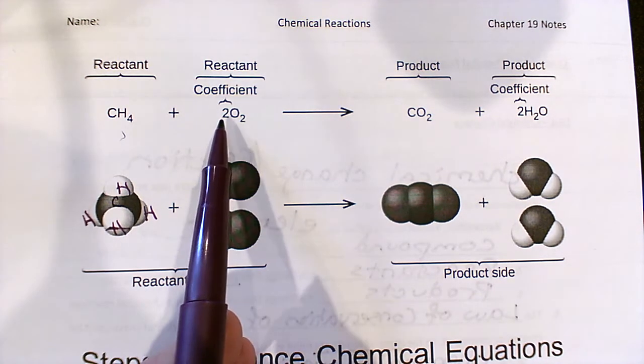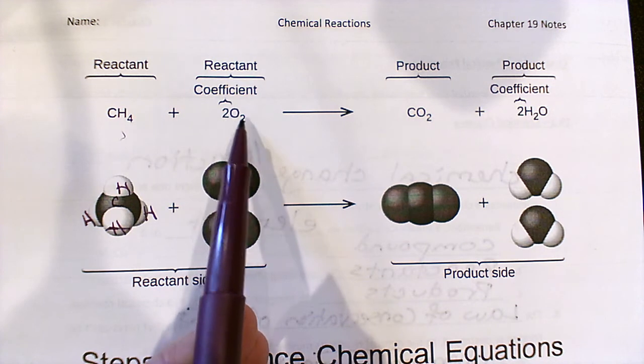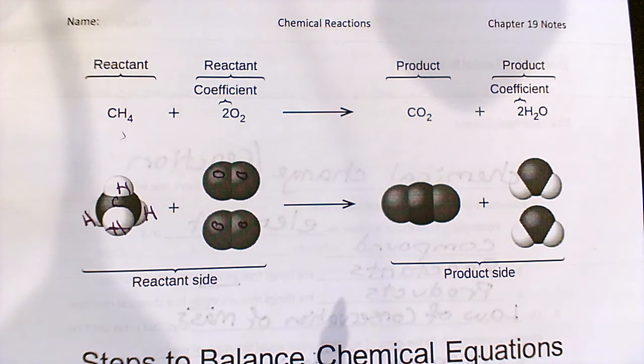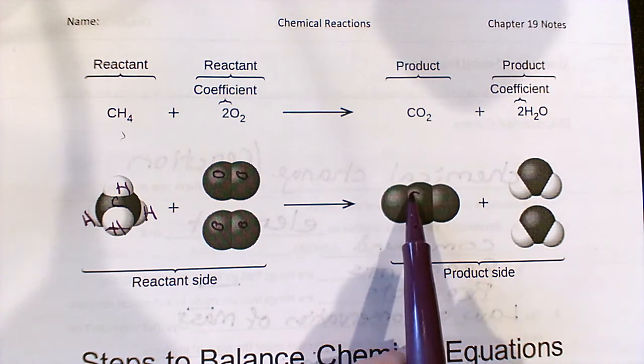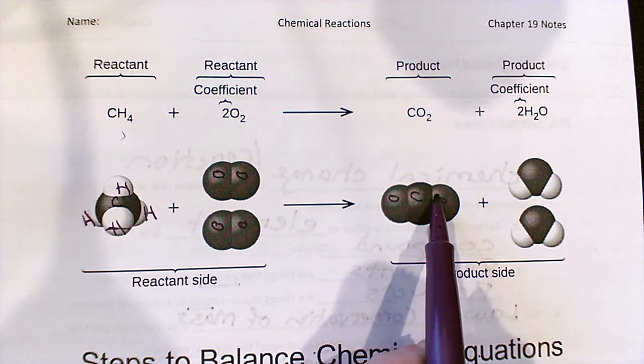Okay, and this is 2, right? There's our coefficient, the number out front. We have 2 O2 molecules. We have oxygen, oxygen, oxygen, oxygen. Over here we have carbon dioxide, CO2, so this must be our carbon, oxygen, oxygen.